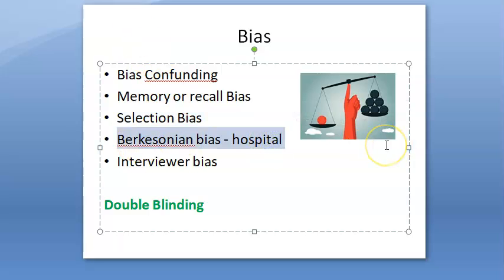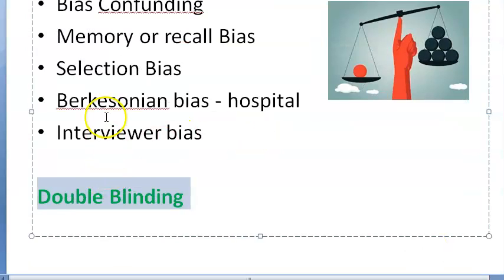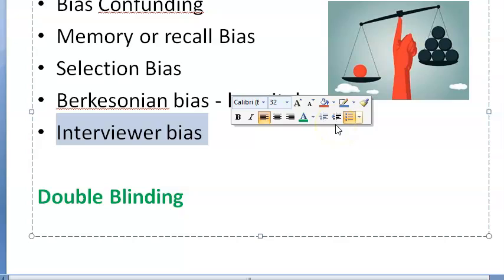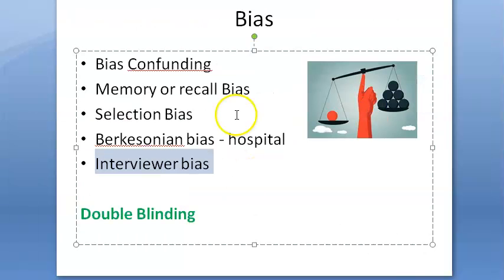Berksonian bias means we are going by the diseases, so hospital admission rates may vary. Interviewer bias may be there because the interviewer knows this person is a case or a control, and may interview them differently. So to remove interviewer bias and selection bias, you can have double blinding, where people don't know which group they are in, case or control, and the interviewer also doesn't know. An interviewer has to spend an equal amount of time between the case and the control, and should ask the same questions to both. The questionnaire and the time spent on both should be the same. So all that will remove the bias.